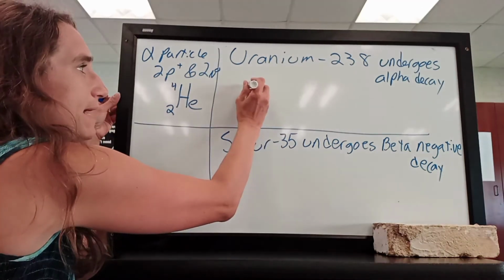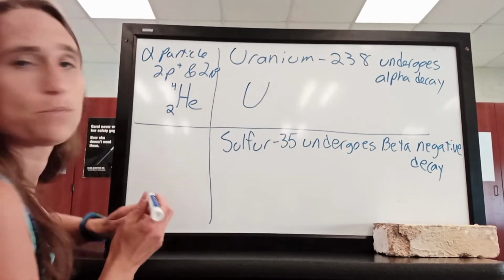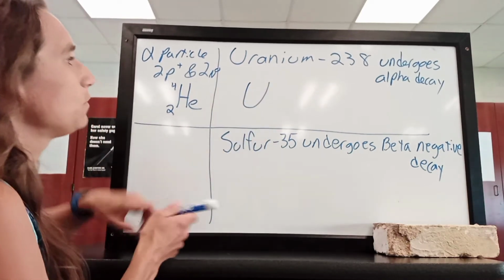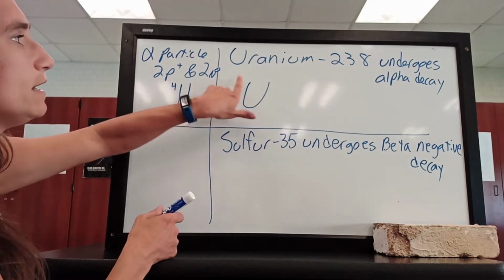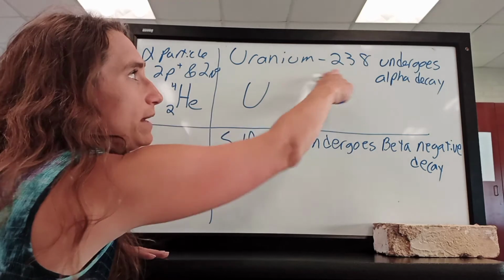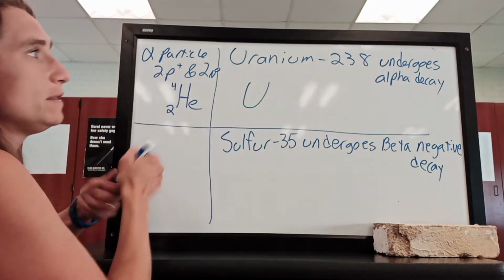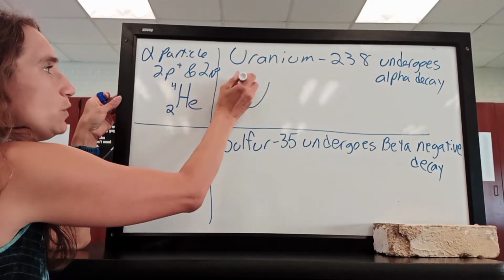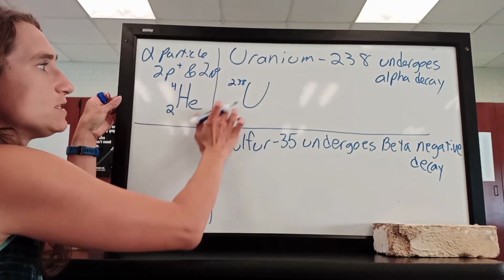So when I want to write out what happens when uranium-238 undergoes alpha decay, we're going to start with the uranium atom. Write the symbol, and then we need the numbers over here. Once again, the top number is the mass number. How do I know the mass number? It's right here in the name: uranium-238. The mass number is 238.